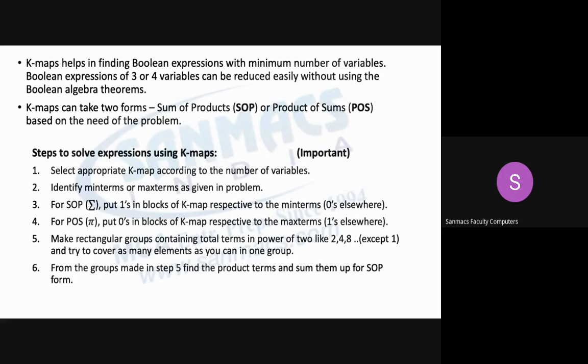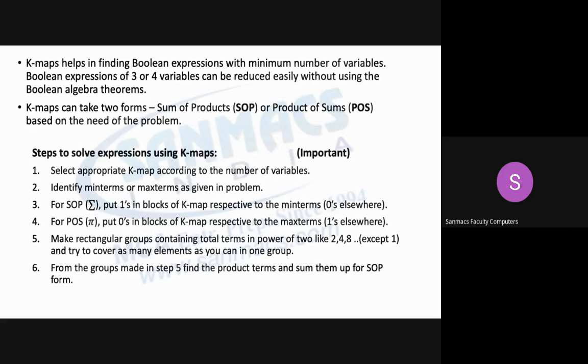Then once you've decided which K-map is required based on the number of variables, we're going to identify the min terms or max terms as given in the problem. For example, if I give you summation 2, 3, 4, 5, those are min terms, because min terms means SOP, and it's also evident because of the sigma sign. So the second step means identifying which of the cells are going to be needed for this particular expression. And for the max term, it's going to be pi notation, and then you will be given some numbers.